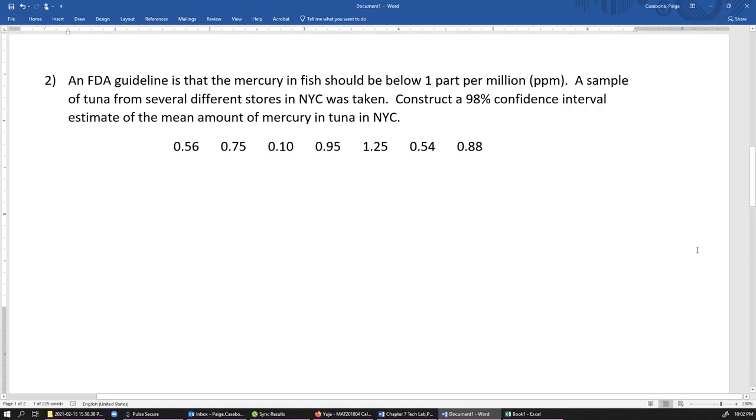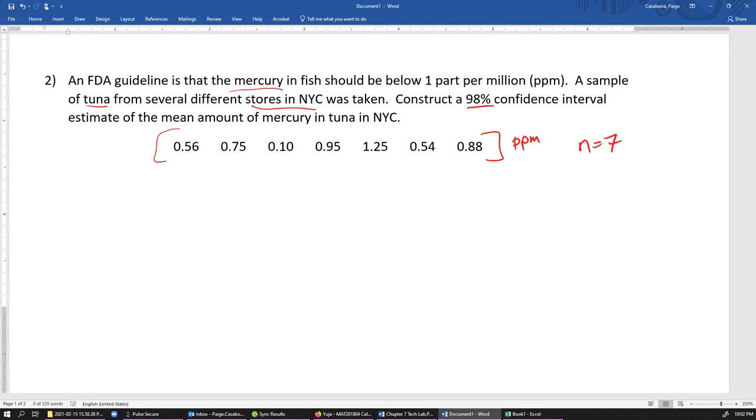Okay, example number 2. Here we're looking at a small sample. These are mercury levels for tuna from different stores in New York City. So it's a very small sample. There's only, let's see, 1, 2, 3, 4, 5, 6, 7 items here, or 7 pieces of tuna that they checked. And looking at these, the FDA says that mercury level should be below 1 part per million. These values here are in parts per million.